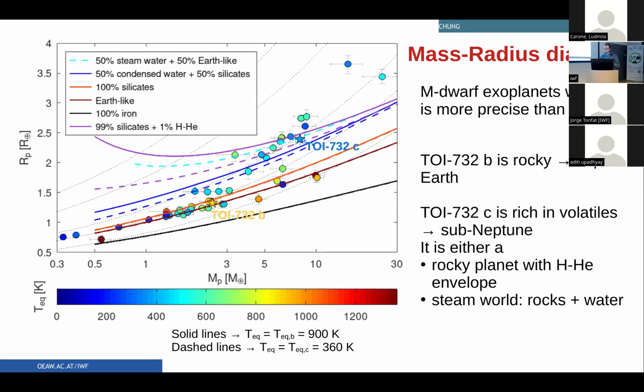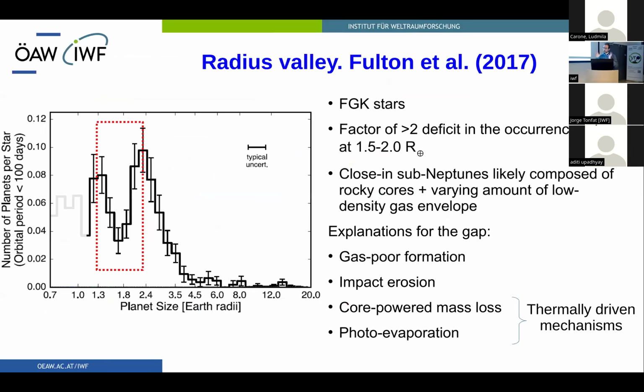So now that I have shown you the characterization of the exoplanets, I would like to talk, in this second part, about the so-called radius valley. So what is this radius valley, and why does this system represent a sort of starting point to then study this kind of feature? This concept of radius valley was first introduced by Fulton and collaborators in 2017, who focused their attention on FGK stars.